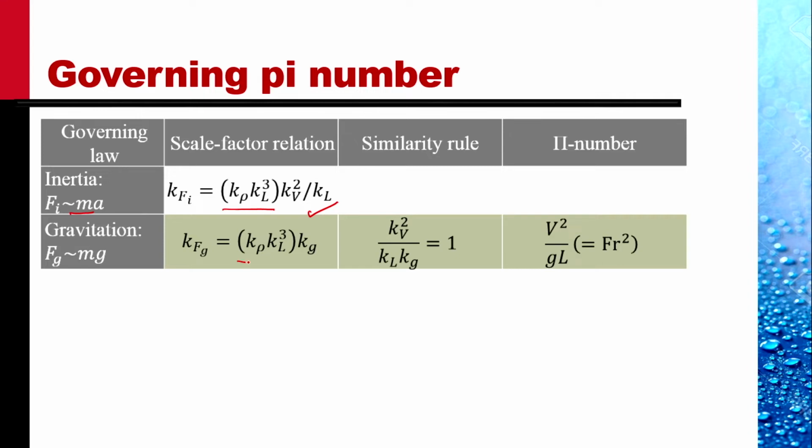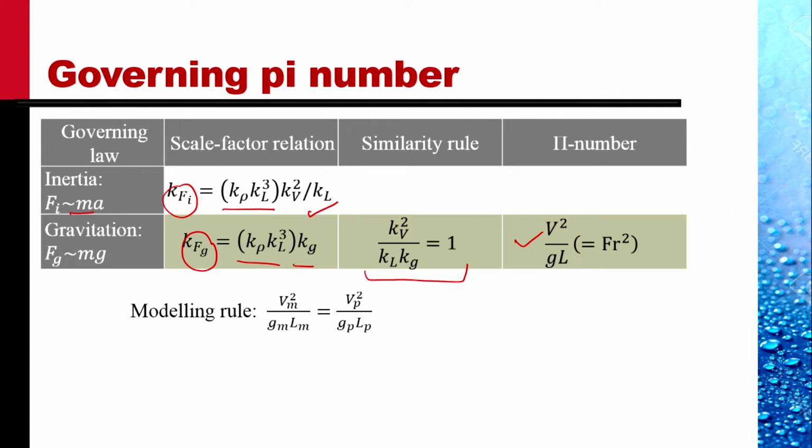Similarly, for mass and gravity. And from these two laws, by equating this scale factor to this scale factor, we get kv square by kl, kg is 1, from which the pi number obtained is v square by gl, which is recognized as the square of Froude number. So, the similarity requires that the Froude number of the prototype flow and the model flow match.